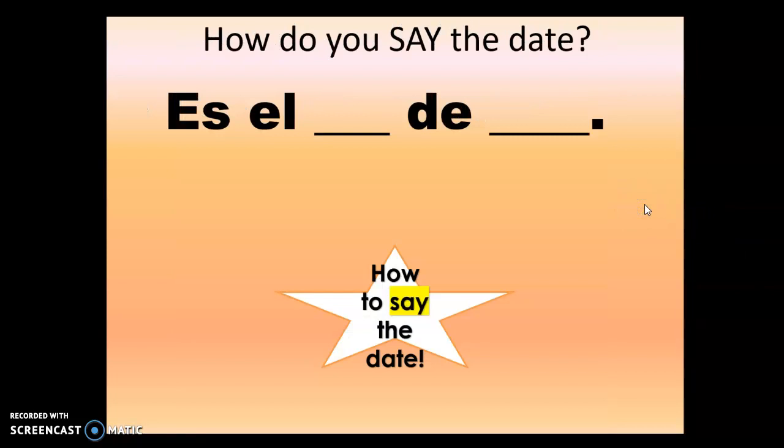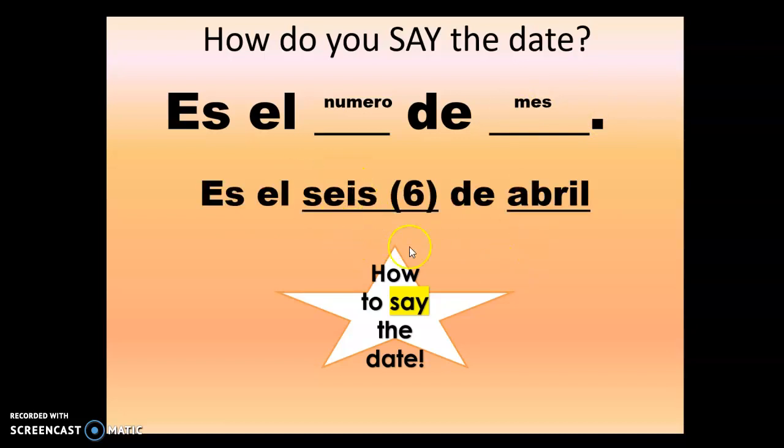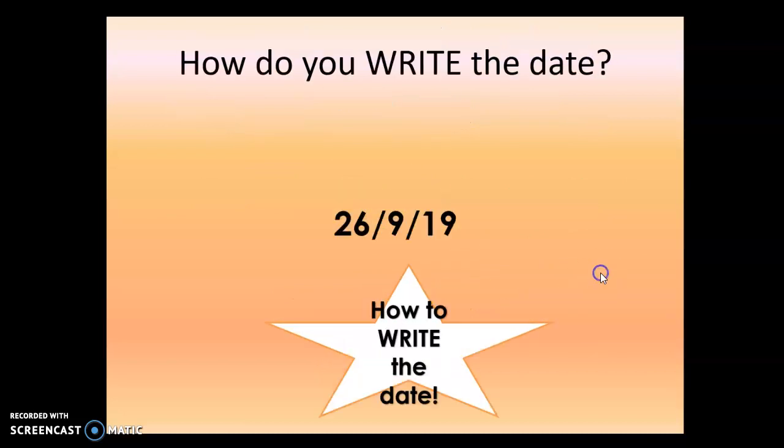All right, now, how do you say the date? To say the date, you just say es el, the number, and then the word de, and the month. So like es el 27 de octubre. It's the 27th of October. So that's how you say the date. Es el 6 de abril. It is the 6th of April. Just like when somebody asks you what's today's date, that's the exact same way you say the date.